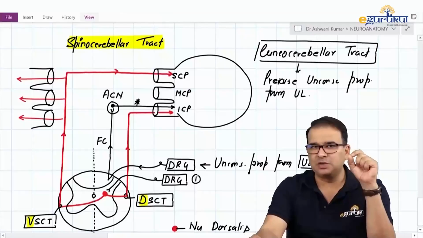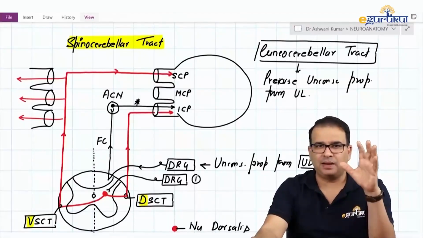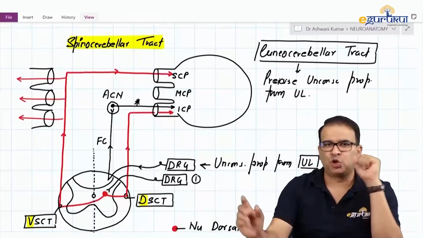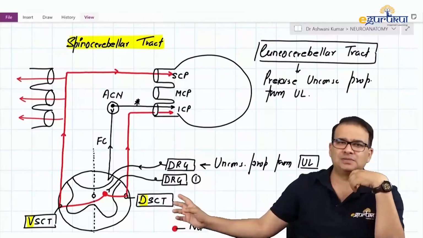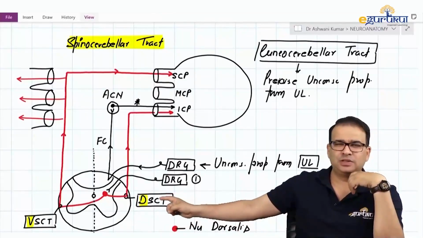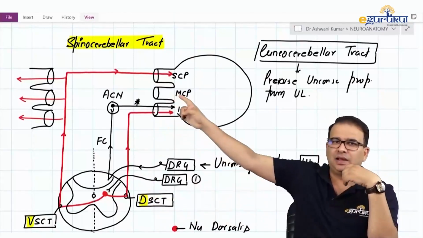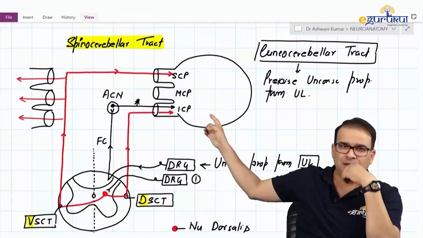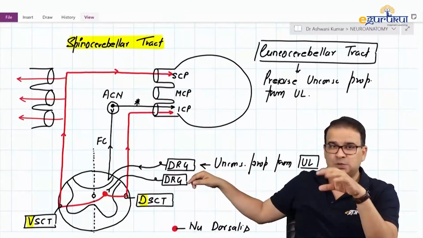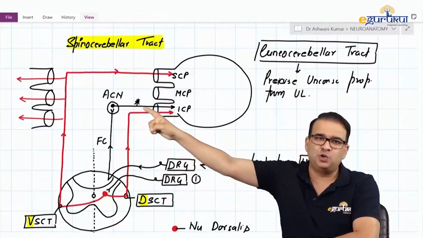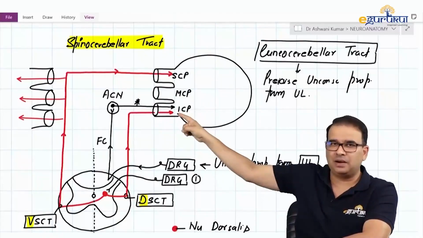Now I know there is one question which might be coming to your mind, and I'll resolve that. Just get over with this first. So dorsal spinocerebellar tract, you can imagine it is the dorsal one. Let's say it is for the lower limb only, carrying the lower limb unconscious proprioception and taking it through the inferior cerebellar peduncle. Upper limb unconscious proprioception, the precise one, is coming separately through fasciculus cuneatus, accessory cuneate nucleus, and cuneo-cerebellar tract, again through the inferior cerebellar peduncle.